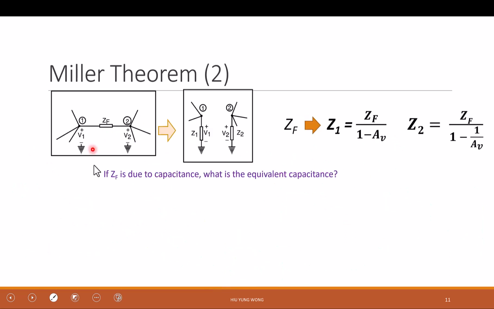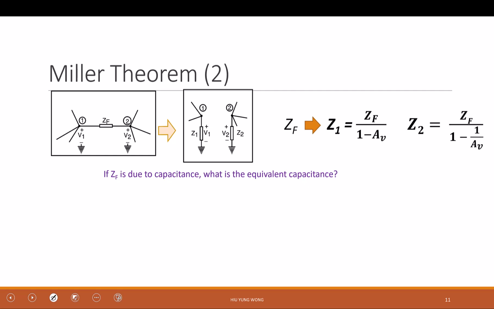This summarizes what we just said. I have a pot, I apply left V1, right V2, and it is equivalent to, I just break them, so ZF becomes Z1 and Z2, and they are each connected to ground with one terminal. They are still connected to port 1 and port 2, so you cut it, but you need to transform Z1 to be ZF divided by 1 minus A, and Z2 equal to ZF divided by 1 minus 1 over A.